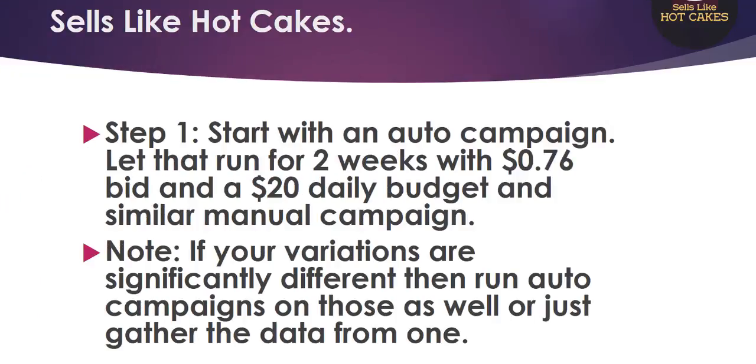What this strategy tells you is the first step is to start with an auto campaign and let it run for 2 weeks with a 76-cent bid and a $20 daily budget. And then also start a similar manual campaign with similar budgets and bid amounts. Let the automatic one collect the data for 2 full weeks because ACOS data is delayed. Also, note if you have variations and they are significantly different, then run auto campaigns on those variations as well.